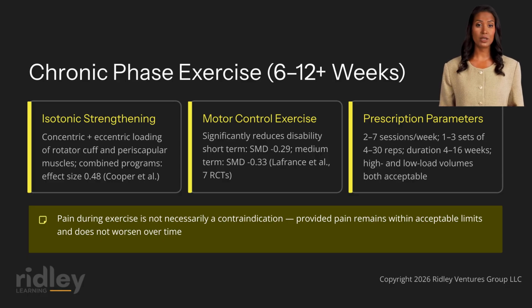Exercise programs are typically prescribed at a frequency of 2 to 7 sessions per week, with 1 to 3 sets of 4 to 30 repetitions per exercise over a duration of 4 to 16 weeks. Both high and low load volume programs are considered acceptable, with patient acceptability, tolerance, and prior exercise experience influencing adherence and outcomes. Ongoing pain during exercise isn't necessarily a contraindication to progression, provided it remains within acceptable limits and doesn't worsen over time.